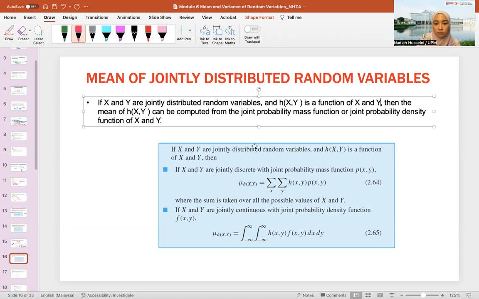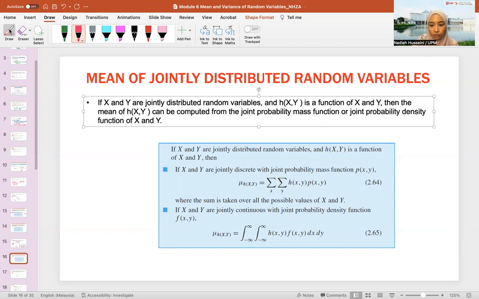If x and y are jointly distributed random variables, such that h(x,y) is a function of x and y, and x and y are jointly discrete with joint probability mass function p(x,y), this is for discrete. So mu of h(x,y) is found by summing over the values of x and summing over the values of y. Same case like before, but now we have two functions: instead of just p(x,y), we have another function, which is h(x,y).